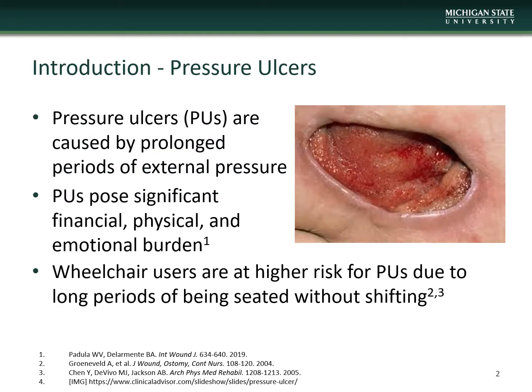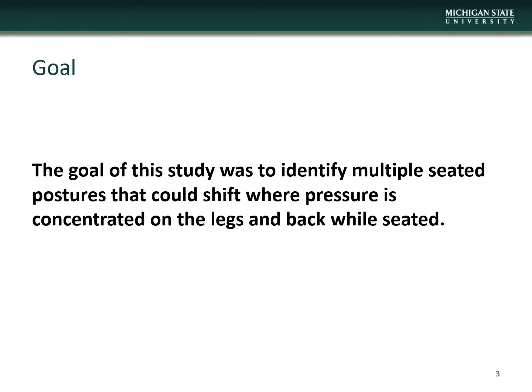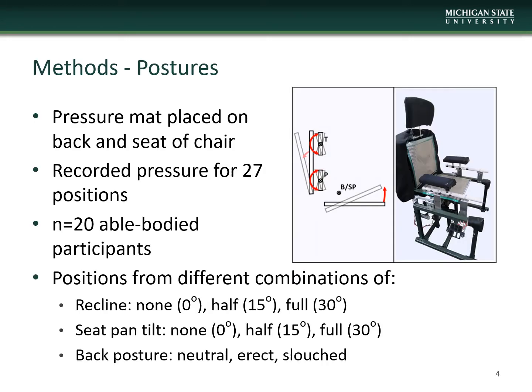Pressure ulcers are caused by prolonged periods of external pressure on a region of the body, and they pose a significant financial, physical, and emotional burden to those who develop them. Wheelchair users are at a higher risk for pressure ulcers due to long periods of being seated without shifting. Thus, the goal of this study was to identify multiple seated postures that could shift where pressure is concentrated on the legs and back while seated.